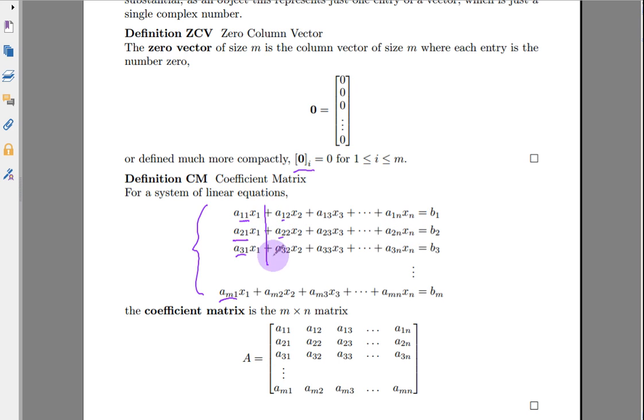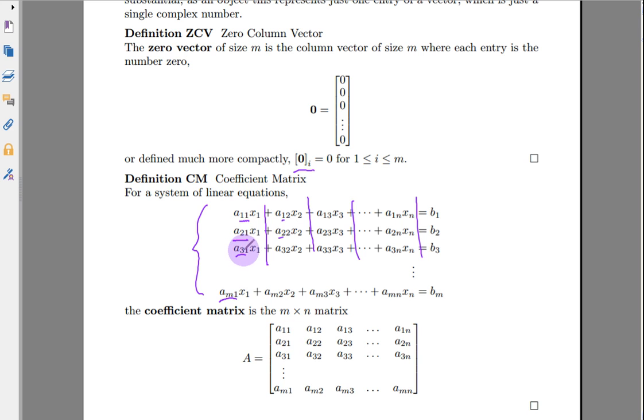We can arrange these numbers in columns like this. And the matrix that we obtain from this system of equations is just, well, what you would expect. You take all of these a's in the first column and you put them in the first column of the matrix. So notice that the second index tells you which column the coefficient is in. First index is the row, second index is the column.